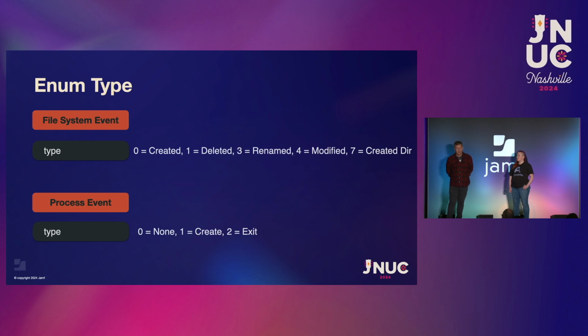Okay. But be slightly careful. Some of these attributes are used elsewhere. So under the process event, as an example, there's a type attribute. And that has a completely different meaning. So as an example, that will tell you whether a process was created or whether a process exited, basically. So slightly different values. So they're the enums.